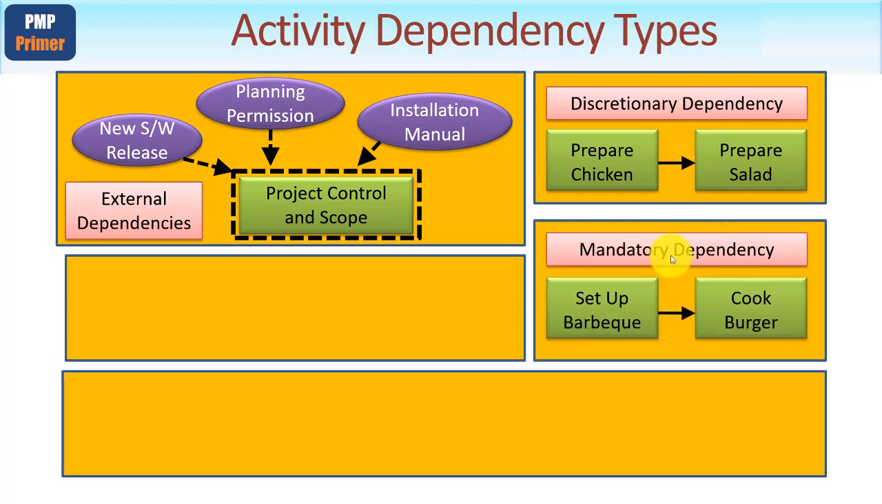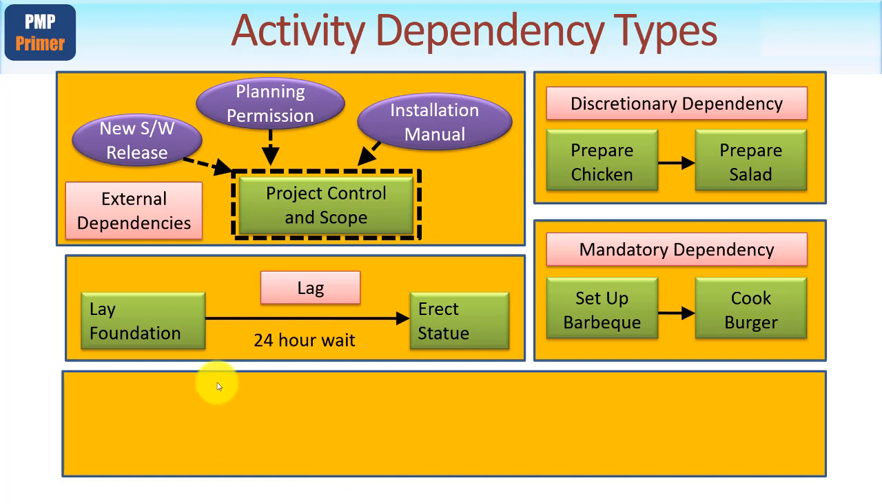Here's a different type. It's a mandatory dependency. Set up the barbecue, that must be finished before you can start cooking the burger. I think you'd agree that the burger isn't going to get cooked until and unless you've set up the barbecue. So the first one's up to you. This is logically dependent, if you will.